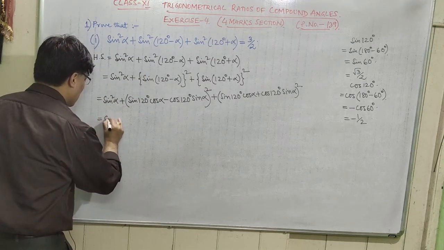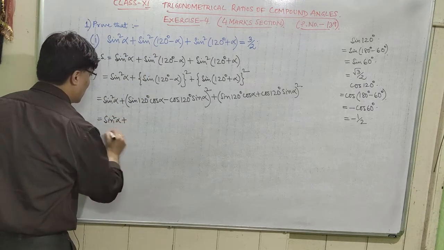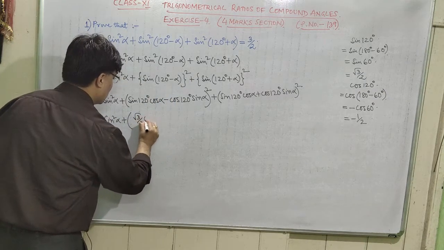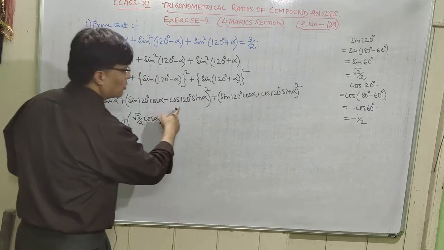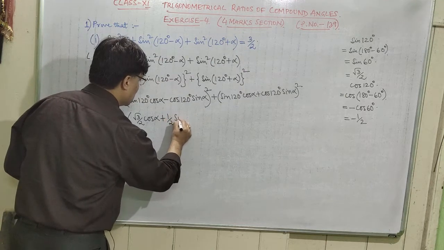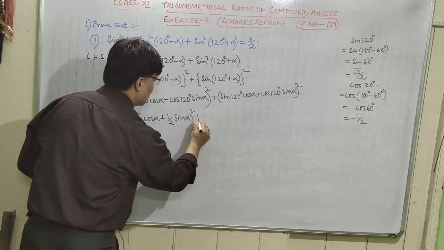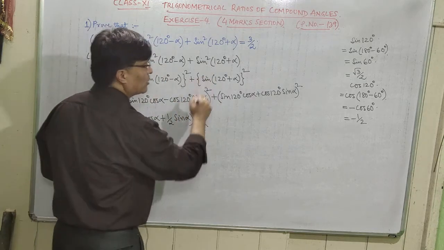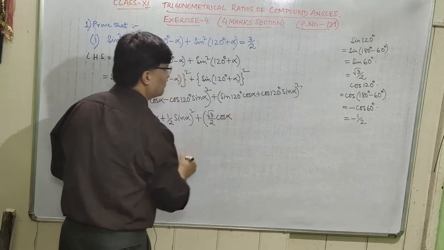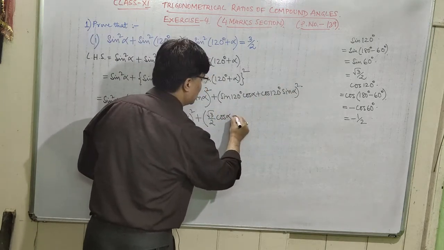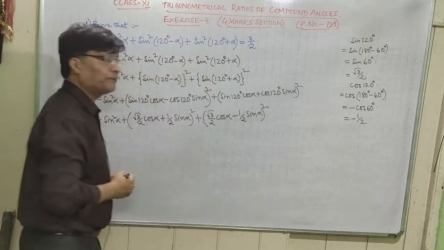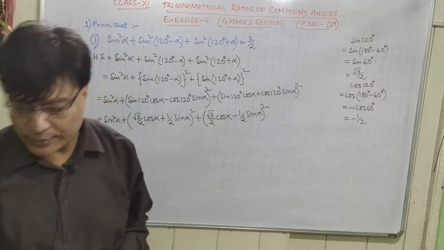So which is equal to sine square alpha plus, what is sine 120? It is root 3 by 2 cos alpha. What is cos 120? It is minus half, so minus into minus is plus half sine alpha, whole square. Plus, within bracket, what is sine 120? This is root 3 by 2 cos alpha. And what about cos 120? This is minus half sine alpha, whole square. Is that clear? So I think you've understood it.